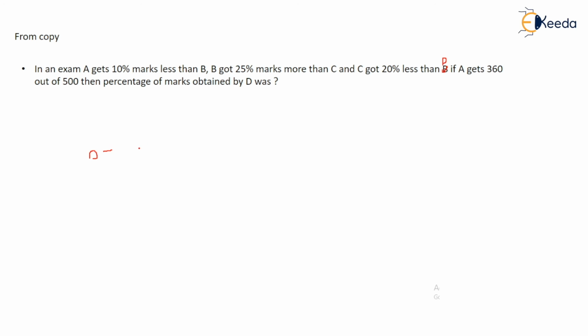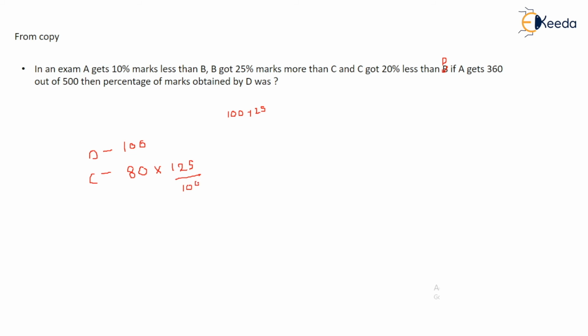So let's find out the value of D. C got 20% less than D. So let's assume that D is having 100 marks. So how much is C having? 20% less. That means C is having 80. And B got 25% more than C. So more than C means what? 25% more. Means 100 he always has, 25 is more. So 125% of 80 you have to find out.